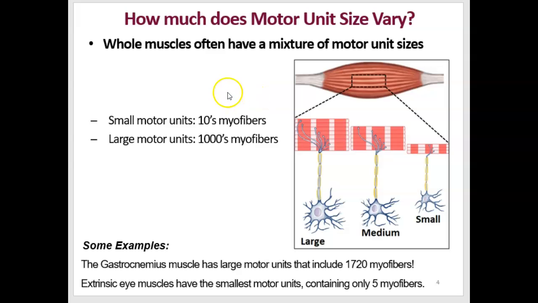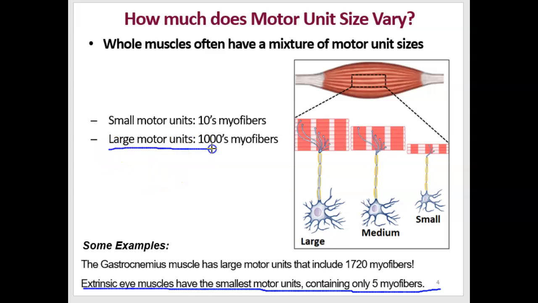How much do the motor unit sizes vary? By lots. Some motor units only innervate maybe 10s, like 20 or 30 myofibers. For example, the extrinsic eye muscles have the smallest motor units. A single motor neuron will only affect 5 muscle cells.